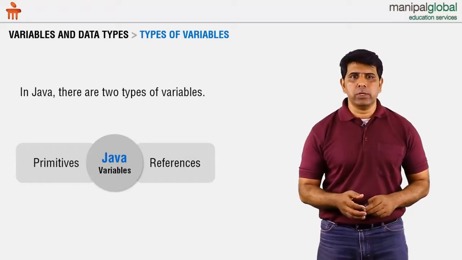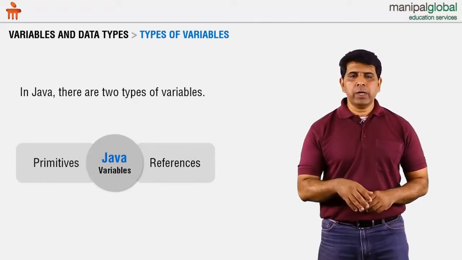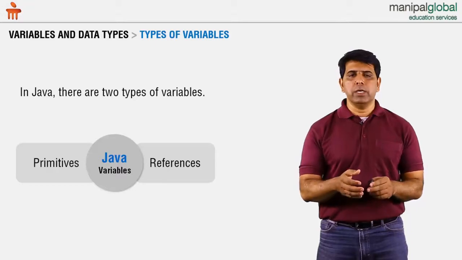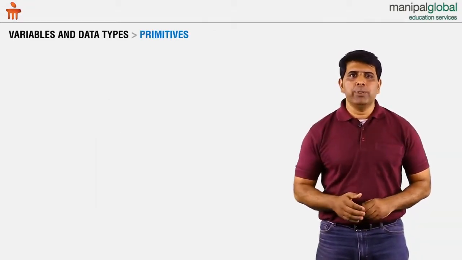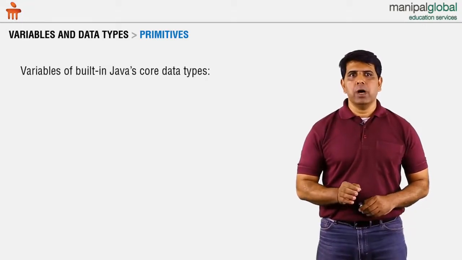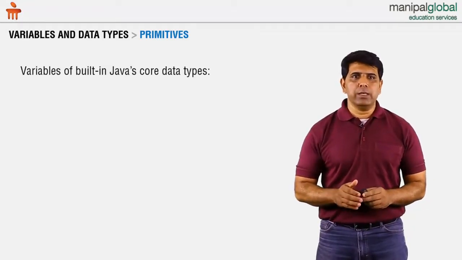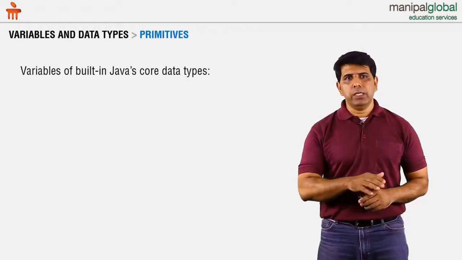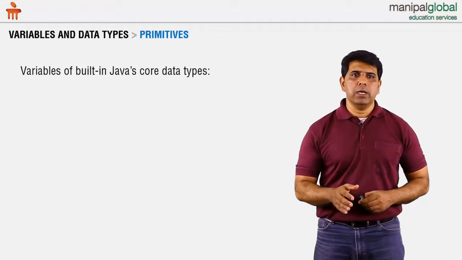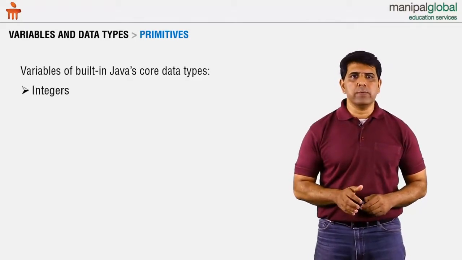Now, why do we have to know about that? It's important to know about this because it depends on where exactly they get created. Let's begin with primitives. Primitives are variables that are created using Java's built-in data types. There are 8 of them. Each of them is a keyword and they're grouped in 4 categories.